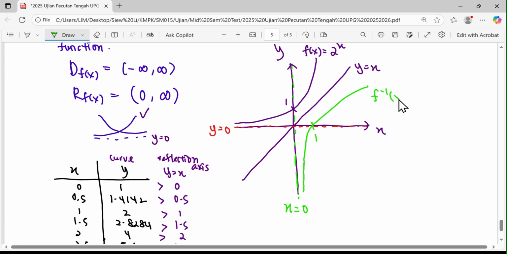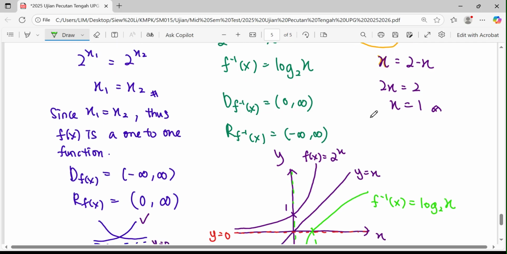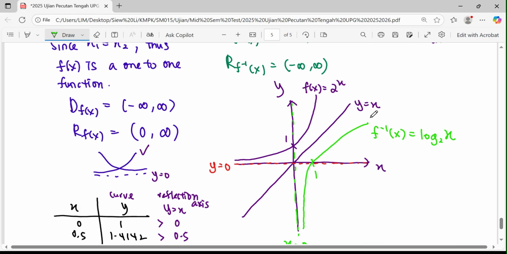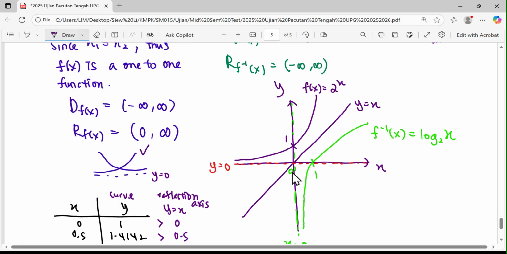Then we label. f inverse is the function that we found just now, which is log base 2 of x. Alright, after you draw your graph, make sure you label it: x-axis, y-axis, the axis of reflection, then function, inverse function, the points that it goes through, and the origin. Don't forget your origin.